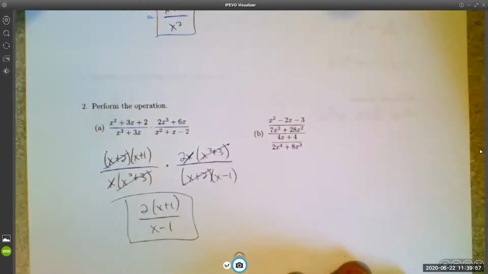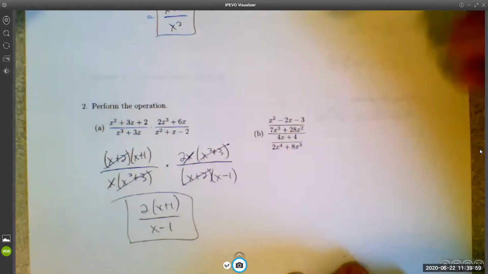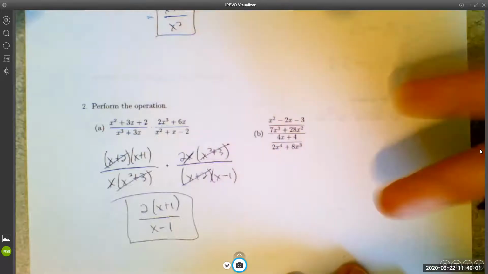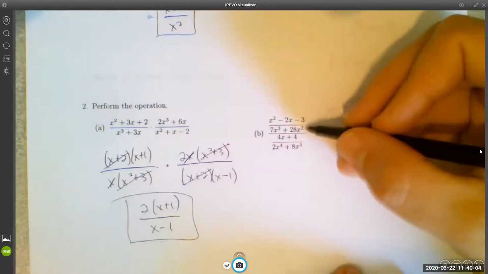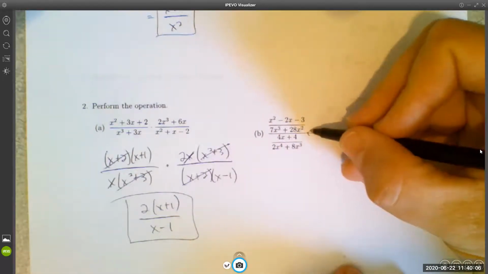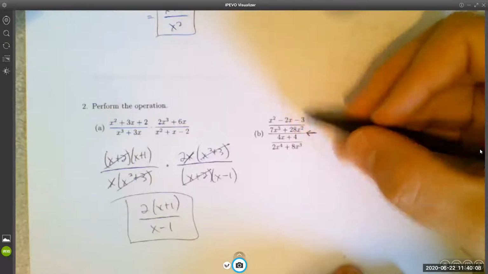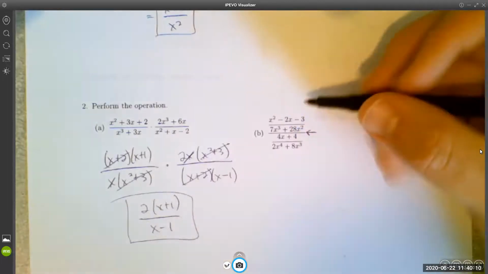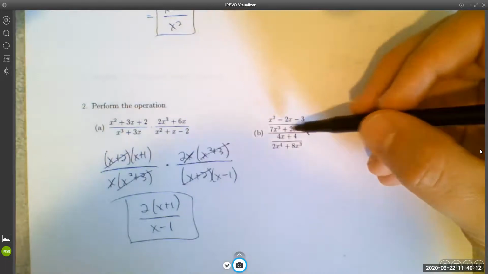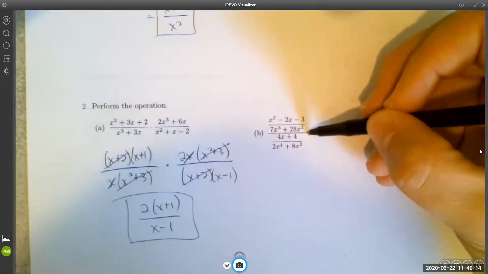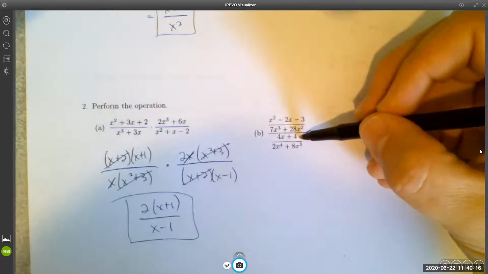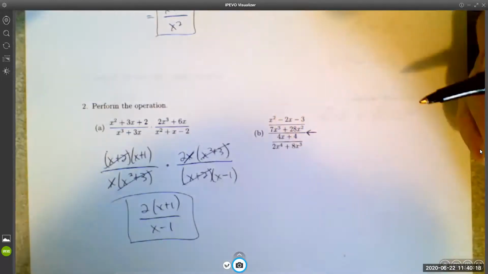Division works the same way, more or less. You just have to remember to flip over the second fraction. In other words, I'm thinking of this middle fraction bar as a division problem, right? So I'm thinking this is (x squared minus 2x minus 3) over (7x cubed plus 28x squared) divided by (4x plus 4) over (2x to the fourth plus 8x cubed).